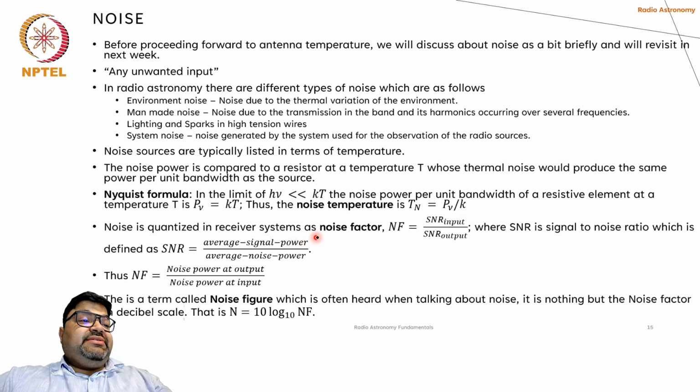Noise is quantified in a receiver system as the noise factor, SNR input over SNR output. What is SNR? SNR is nothing but signal to noise ratio: average signal power over average noise power. So the noise factor reduces to noise power at the output over noise power at the input. This is a term called noise figure, which is often heard when talking about noise. It is nothing but the noise factor in decibel scale, NF equal to 10 log 10 of the noise factor. So this is the noise factor which we talked about, and finally in decibel scale it's called noise figure.